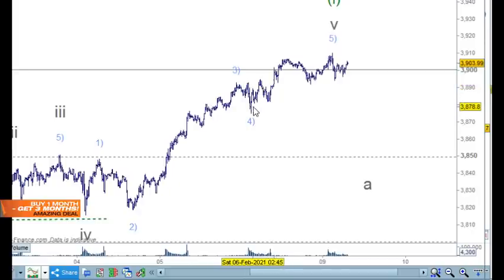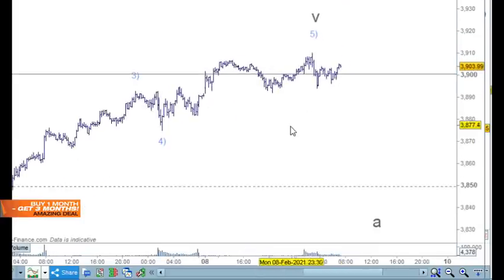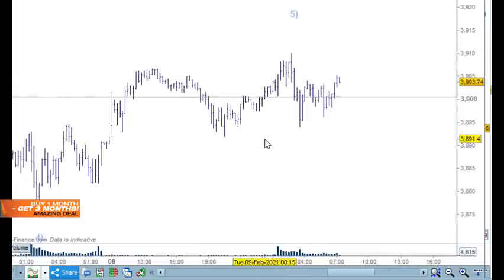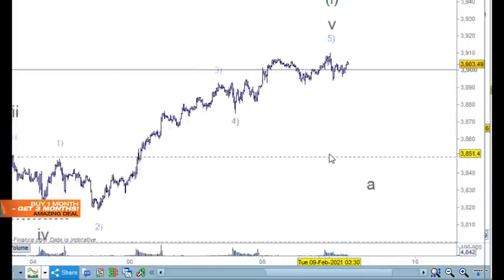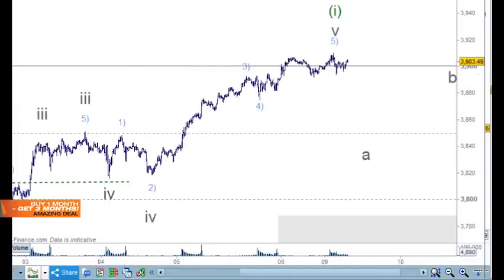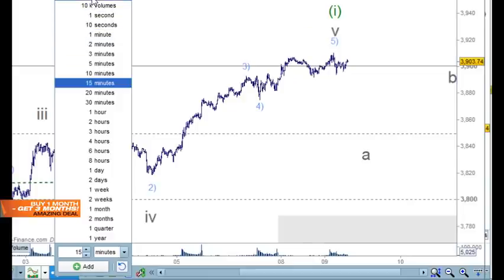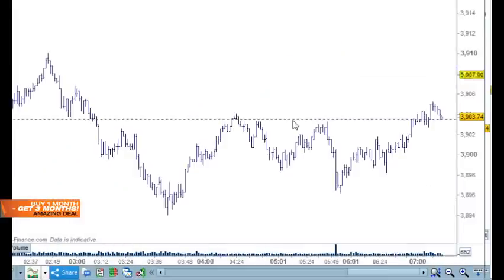A little bit dodgy here, maybe that could be part of that as well, but looking at that as 1 and 2 and 3 and 4 and 5 here. So that's where I've got that top there. This is a 15-minute chart, so I might just go in and have a look at the tick chart, just to have a closer look at that.